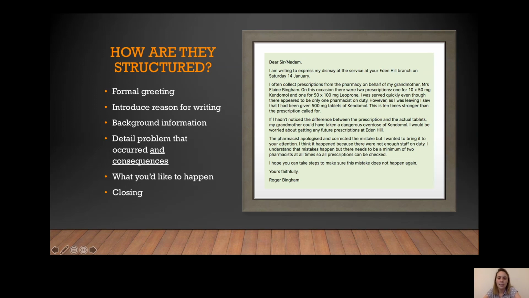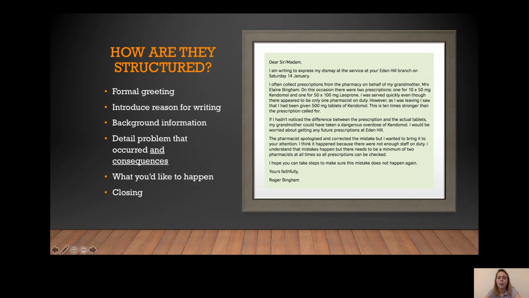So he's detailed the problem. He's been given far too much and he's been really specific, 10 times too much. He hasn't just said a little bit too much. He's precisely stated how much so that it's clear what a big error this was. Now, really important when you detail the problem is to also detail the consequences. How have you suffered or how could you have suffered because of this problem? Doing this will mean the reader or audience is more likely to provide you with the outcome that you want.